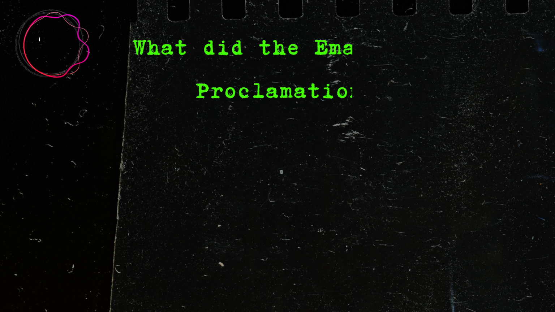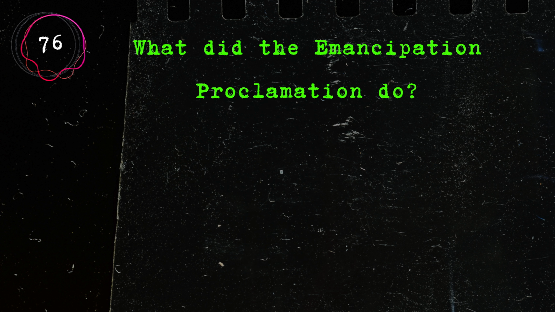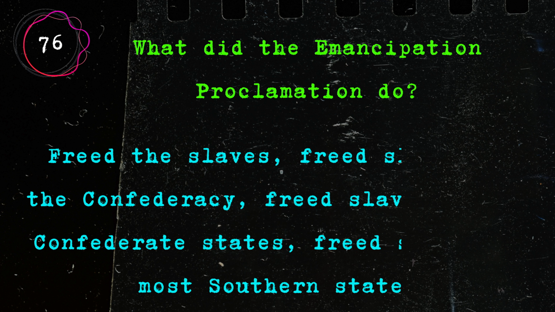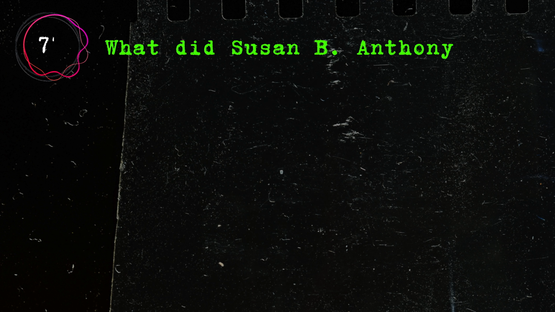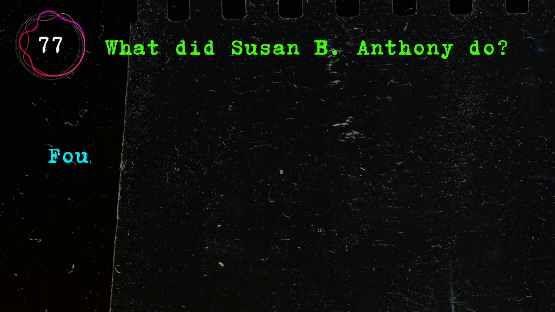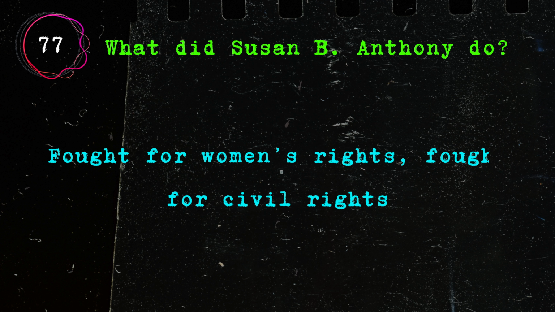What did the Emancipation Proclamation do? Freed the slaves, freed slaves in the Confederacy, freed slaves in the Confederate States, freed slaves in most Southern states. What did Susan B. Anthony do? Fought for women's rights, fought for civil rights.